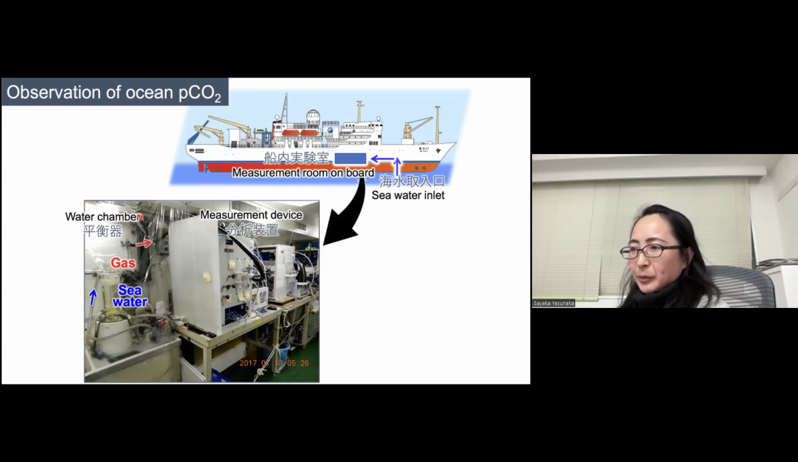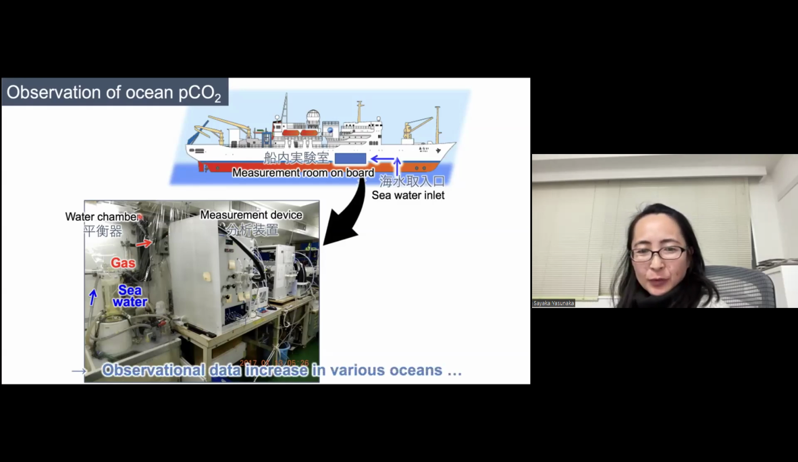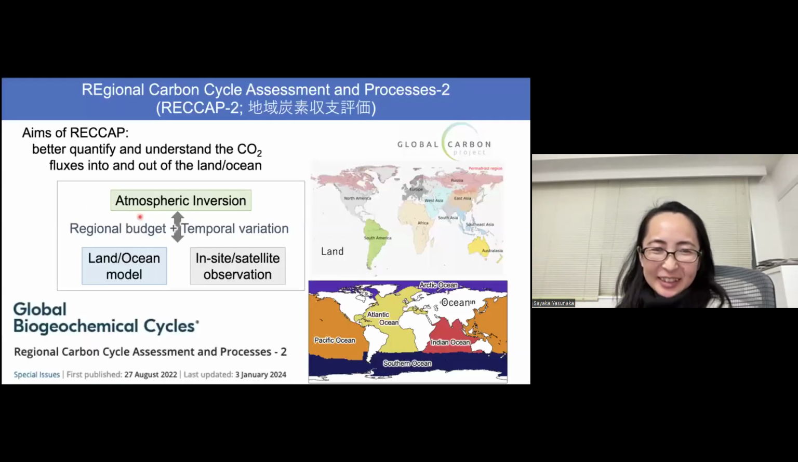The measurement does not need the ship to stop, so CO2 measurement can be conducted not only on research vessels, but also on commercial ships. Many private companies cooperate, and as a result, observational data have increased in various oceans, but in the Arctic Ocean, data are limited. Anyway, now we have many CO2 data, but they still include many uncertainties.